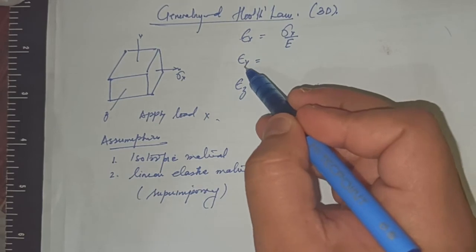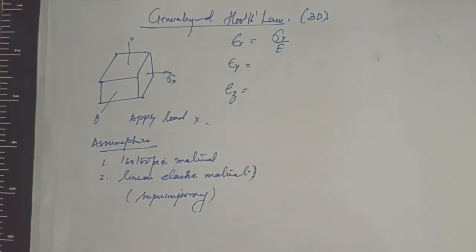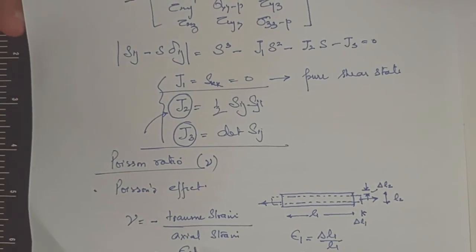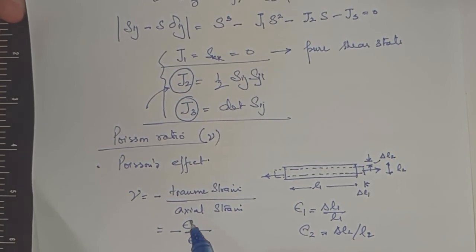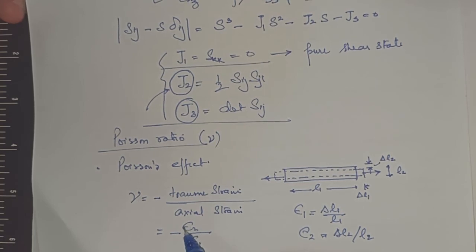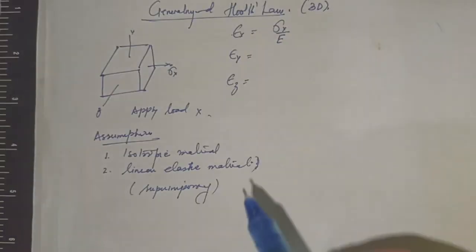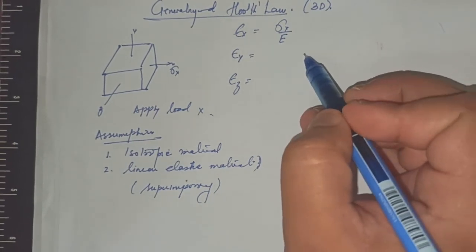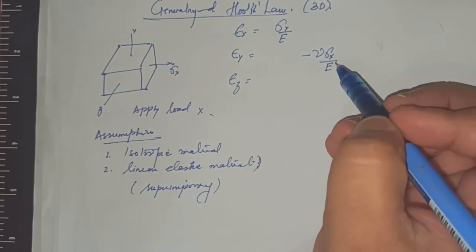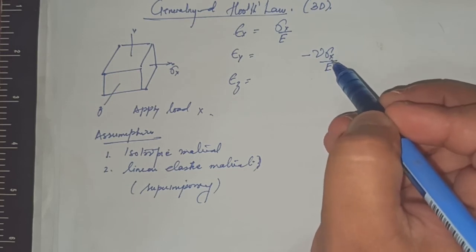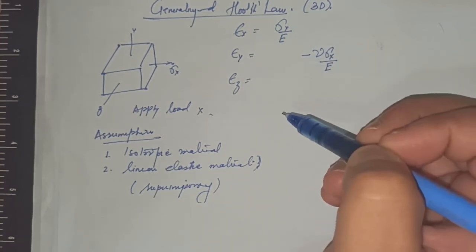What will be epsilon y? Epsilon y will be the transverse strain. From Hooke's law, you can put it here: minus nu sigma x upon E. The nu comes from the Poisson's effect, and sigma x upon E is the axial strain. So minus nu sigma x upon E will be your strain in the y direction.